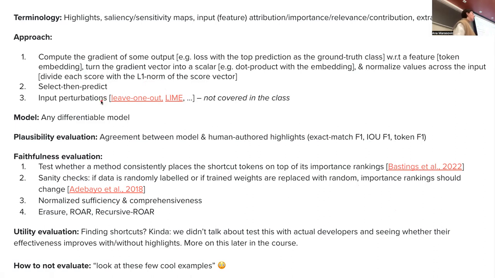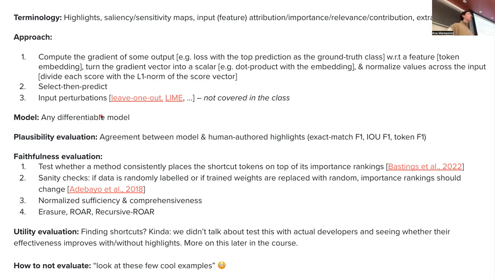Something we didn't talk about in the course, but it doesn't make it less important, are the input perturbation approaches, where you perturb certain inputs and then you check the sensitivity of the output. So leave-one-out and LIME are examples of these. And I encourage you to check these works, especially LIME, that has been very widely used.